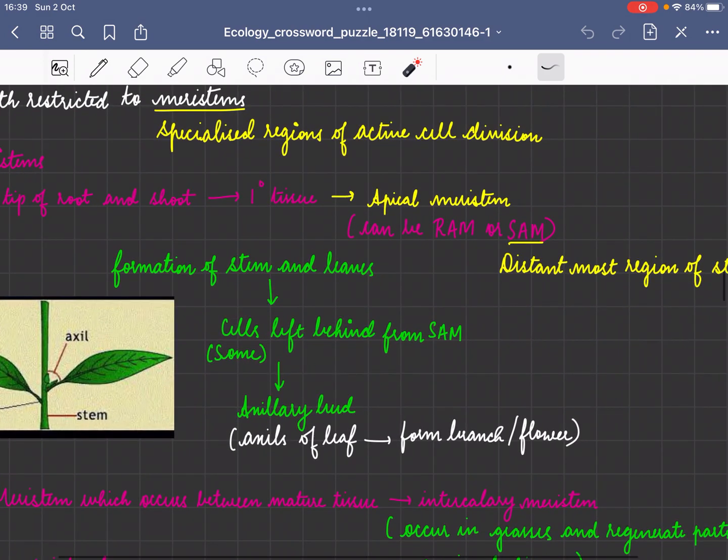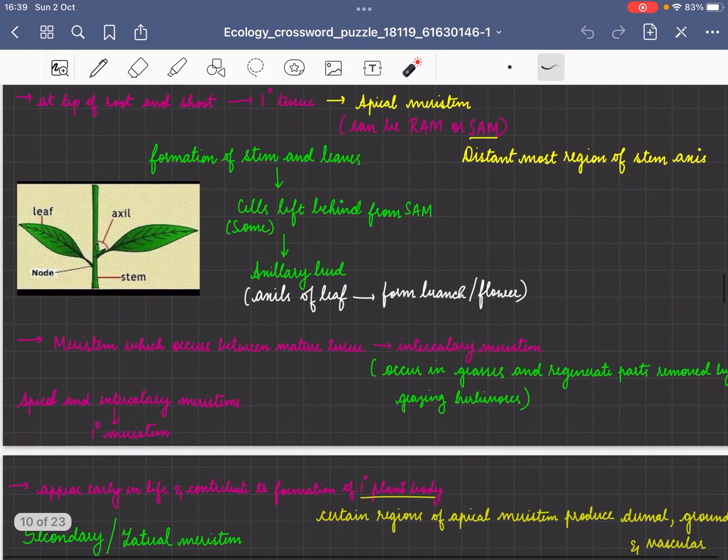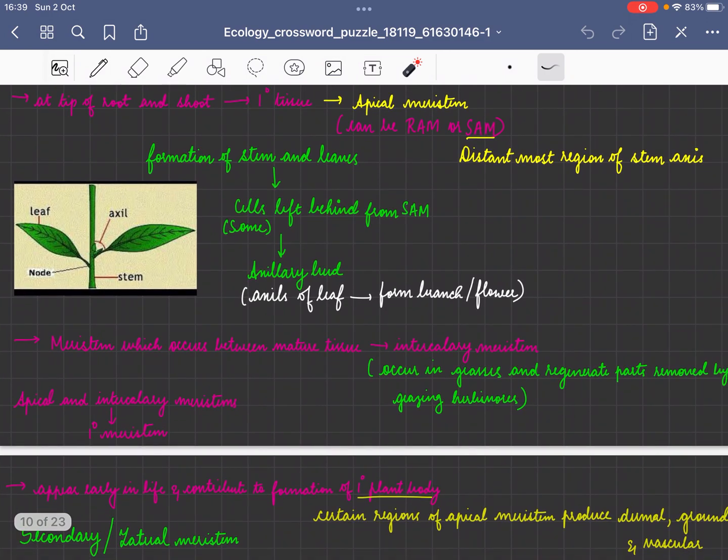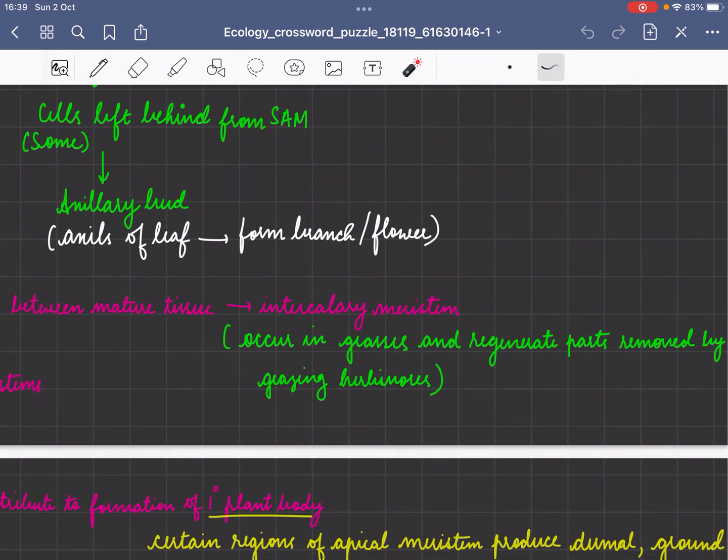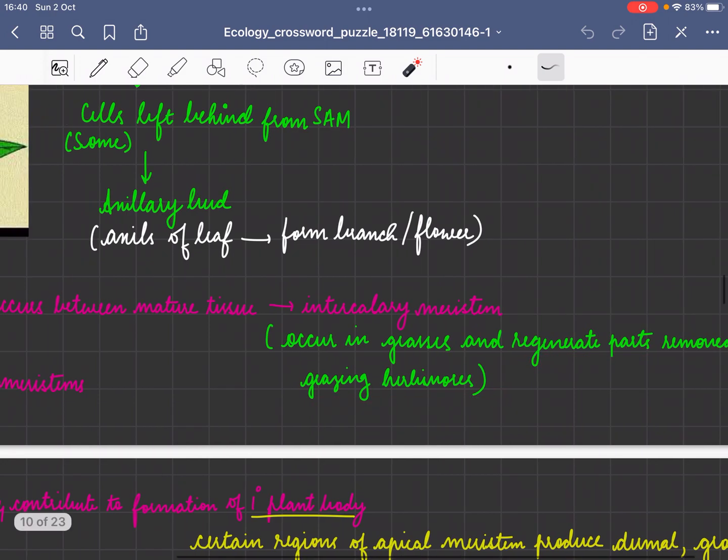So, formation of stems and leaves: certain cells are left behind from the shoot apical meristem, and they constitute the axillary bud. Like the axils of leaves, they form the branch or the flower. Meristems which occur between mature tissues are called the intercalary meristem. They occur in grasses and regenerate the parts which are removed by grazing herbivores.